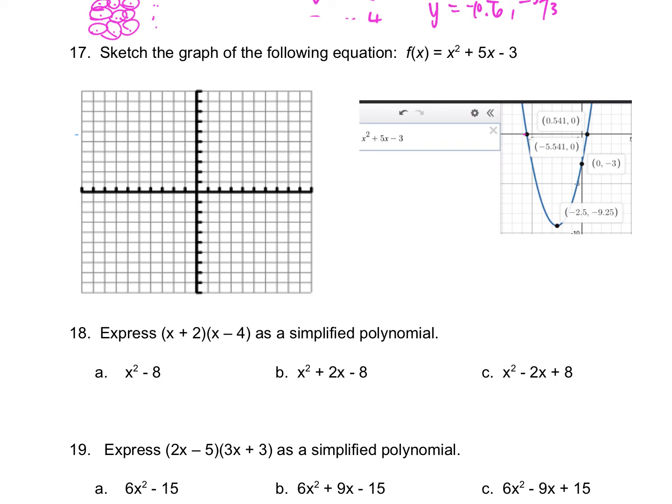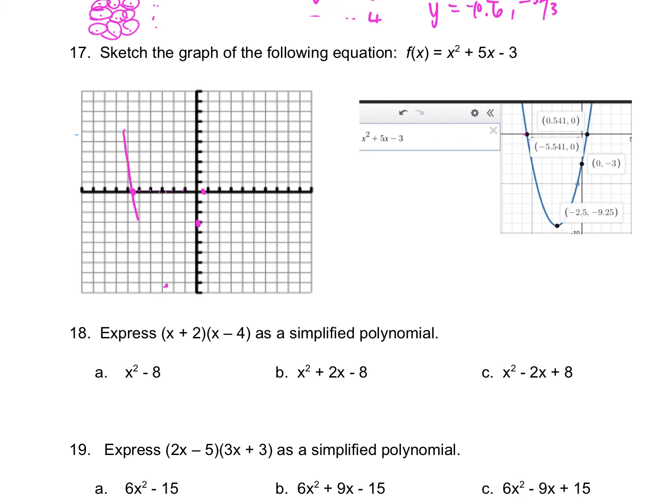So it looks like it crosses at negative 5.5. So 1, 2, 3, 4, 5. So about here. And then again, at a little over a half. So right here, it's pointing up. It has a y-intercept of 0, negative 3, so that's here. And it looks like my vertex is at negative 2.5 all the way down to negative 9.25, so maybe about here.